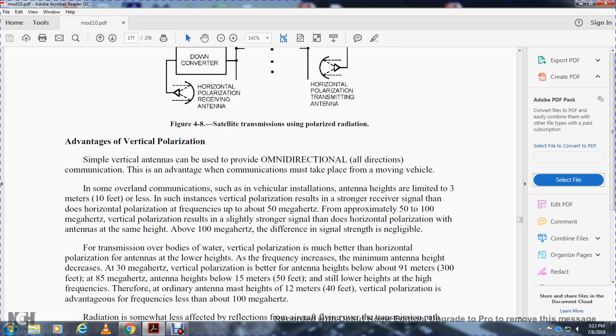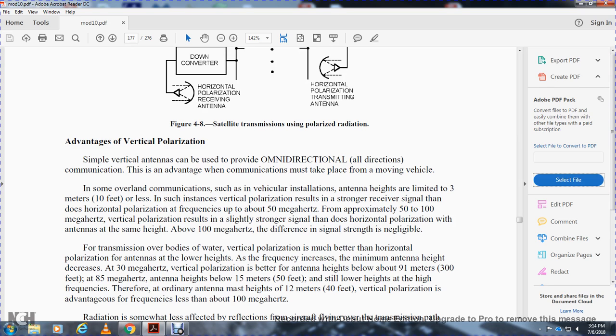Advantages of vertical polarization. Simple vertical antennas can be used to provide omnidirectional, all-direction communication. This is an advantage when communication must be made from a moving vehicle. In some other overland communications, such as vehicular installations, antenna heights are limited to 3 meters or 10 feet or less. In such instances, vertical polarization results in a stronger received signal than horizontal polarization at frequencies below about 50 megahertz.